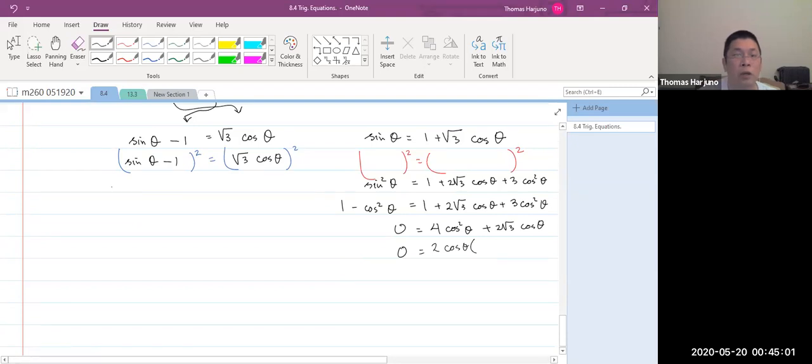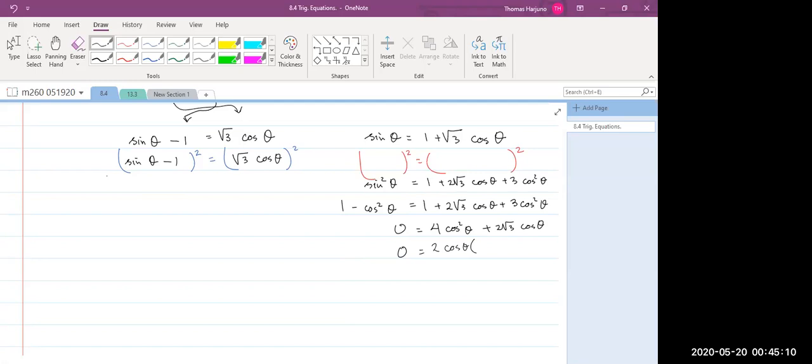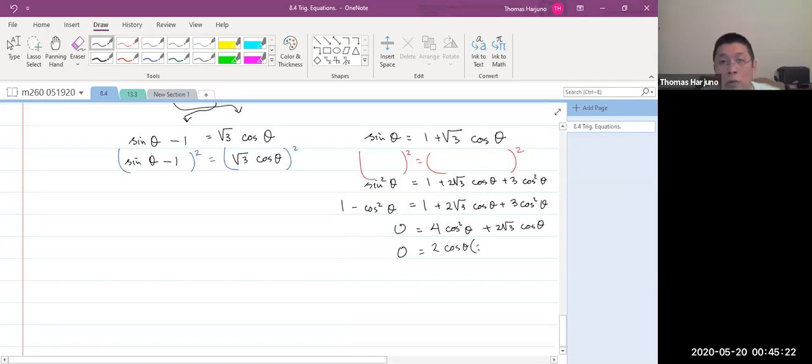Now for those who did the one on the left hand side, what do you get? 2 cosine theta times cosine theta plus square root of 3. Oh, the one on the right hand side here. So 2 cosine theta plus square root of 3. That's right. So either cosine theta equals 0 or cosine theta equals negative radical 3 over 2, and then solve it from there. Okay, let me do the one on the left hand side. I know that's what I said earlier.